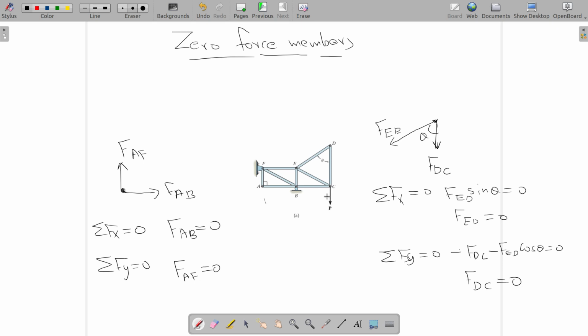So now you can easily calculate other member forces. So here also, see at E you don't have any external force, but you have four members connected to E. So these members may not have zero force. It can have certain force. Only if there are two members and no other external force, you can assume that it's a zero force member. Okay, that's it. I'll stop here.